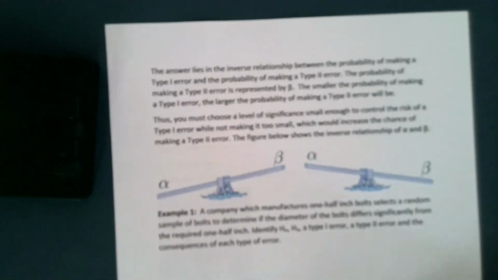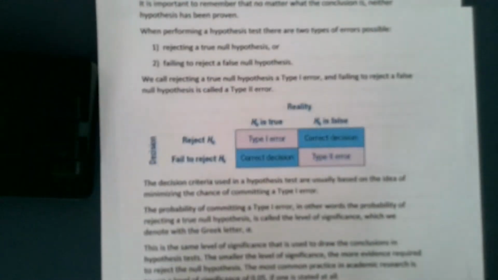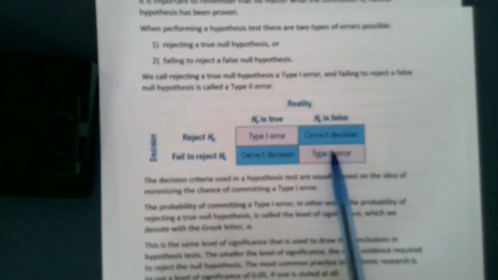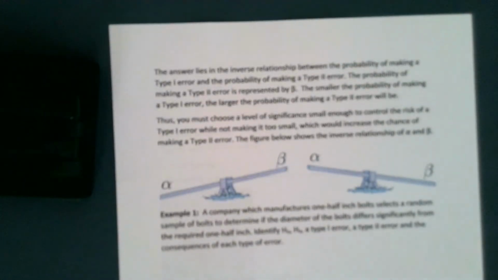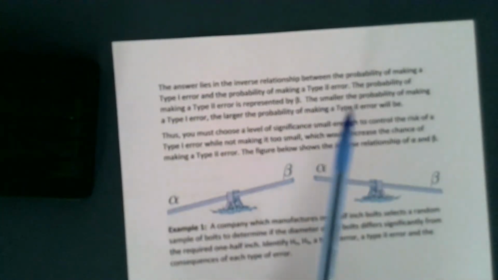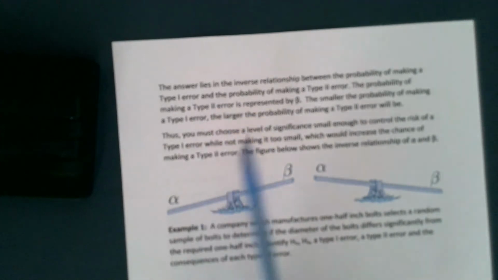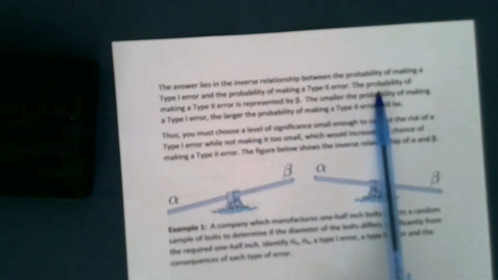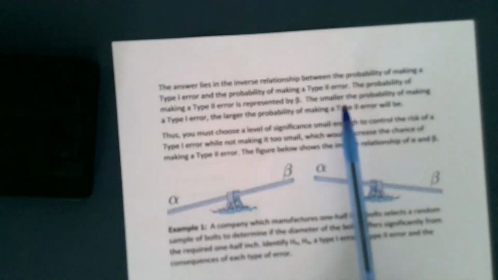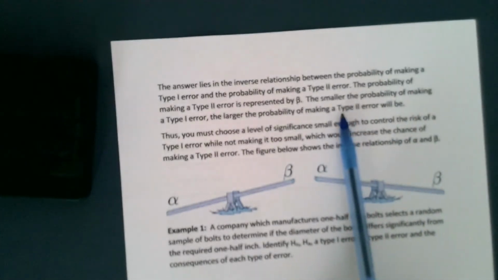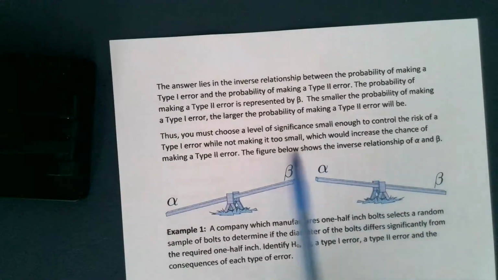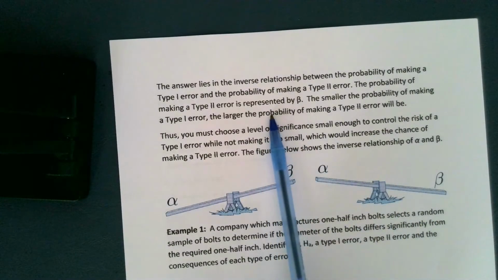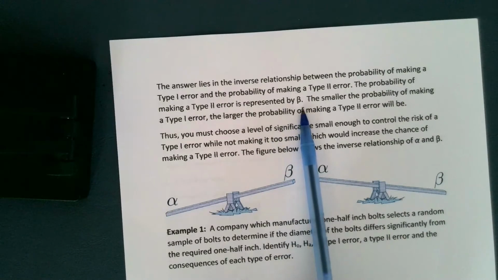And the problem lies in the fact that the probability of making a type 2 error, we call that beta. If we reduce alpha, beta will automatically increase. So if we reduce alpha, we'll be reducing the probability of making a type 1 error, but the probability of making a type 2 error, beta, will automatically increase.